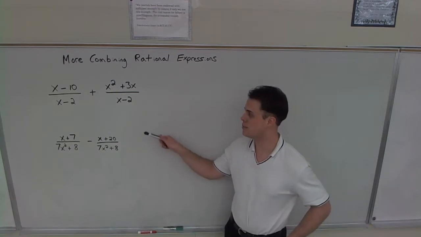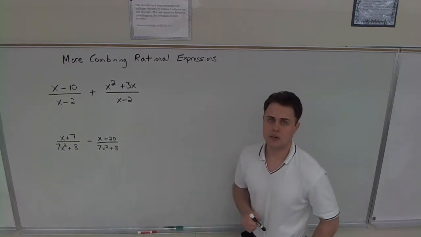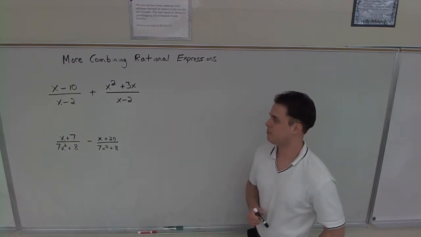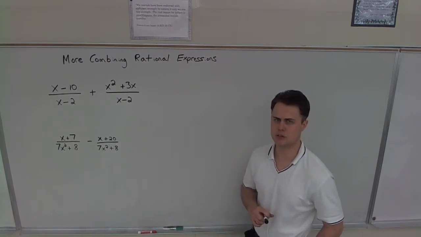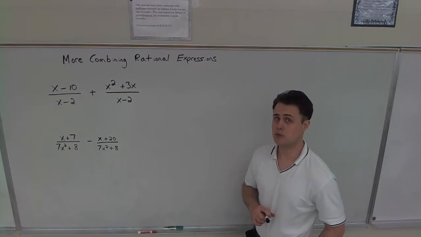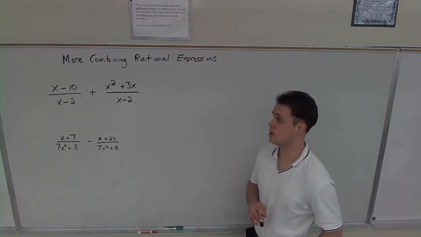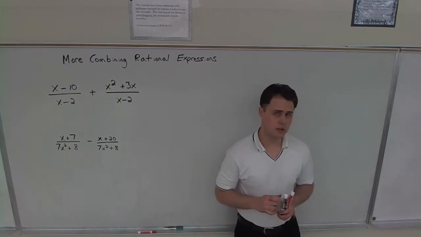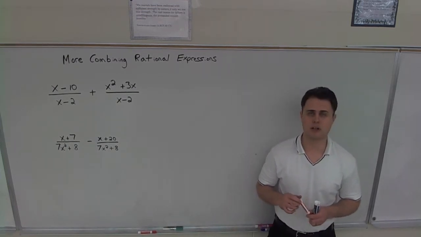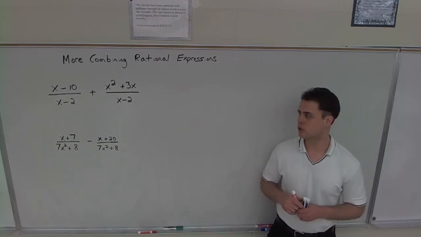To do these first couple problems, I don't think we're going to have much trouble. The reason being, if you look at them for a second, they're just rational expressions with the same denominator already. They already have a common denominator. So if two rational expressions already have a common denominator, you shouldn't have any trouble combining them.